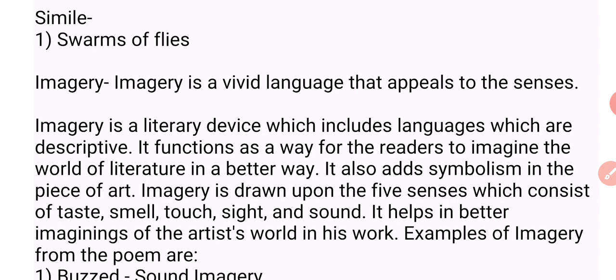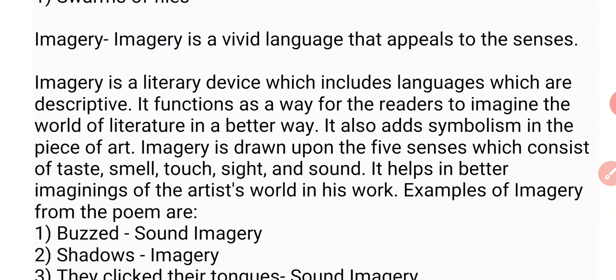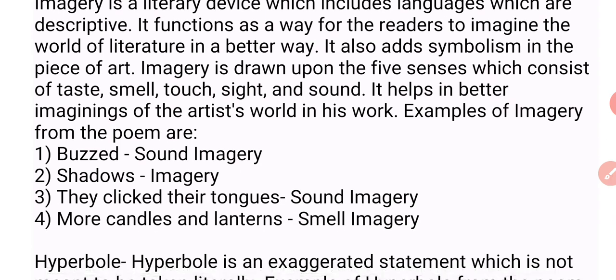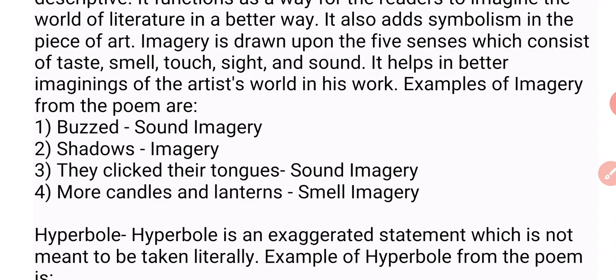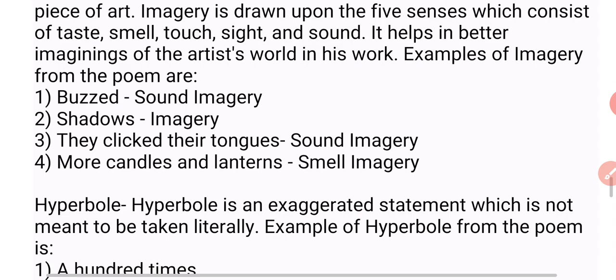Imagery is a vivid language that appeals to the senses. Imagery is a literary device which includes descriptive language. It functions as a way for the reader to imagine the world of literature in a better way. It also adds symbolism in the piece of art. Imagery is drawn upon the five senses, which consist of taste, smell, touch, sight, and sound. It helps in better imagining of the artist's world in his work. Examples of imagery used in the poem: buzzed is a sound imagery, shadows is visual imagery, you can imagine how shadows look. They clicked their tongues, again sound imagery, and more candles and more lanterns is smell imagery.